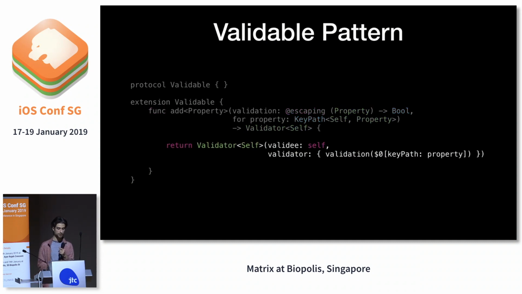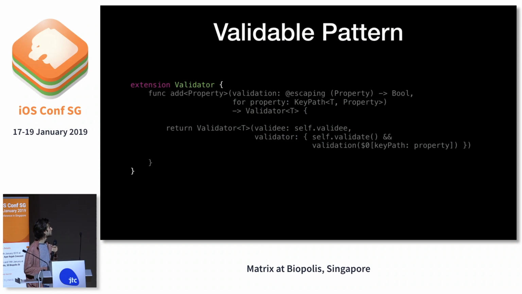So inside the function, we just instantiate a validator. We say that the validity is self, because it's an instance method and we have access to self. And inside the validator, we're just going to use the key path to retrieve the property, and we use the validation that was passed as an argument to check whether or not the condition is met.